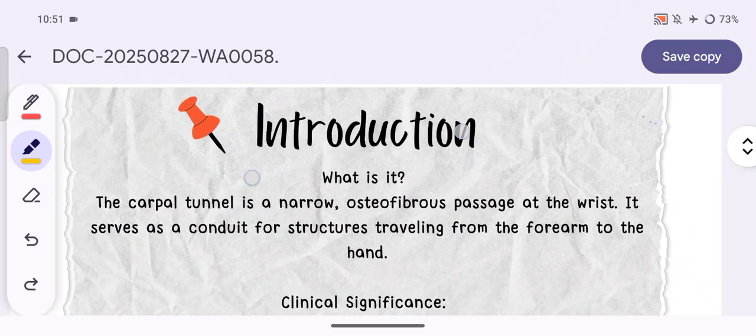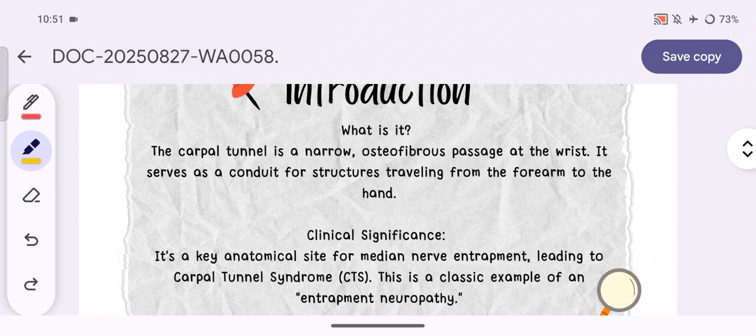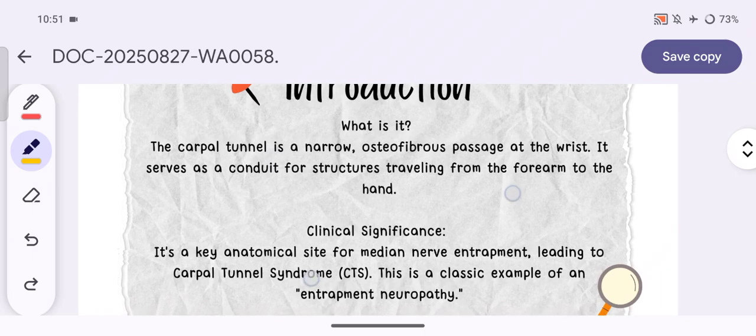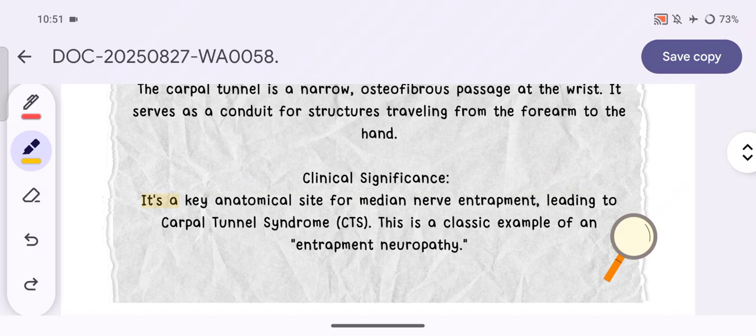If we recap, what is the carpal tunnel? The carpal tunnel is a narrow osteofibrous passage at the wrist. It serves as a conduit for structures traveling from the forearm to the hand. Clinical significance: it is a key anatomical site for median nerve entrapment leading to carpal tunnel syndrome. This is the classic example of entrapment neuropathy.